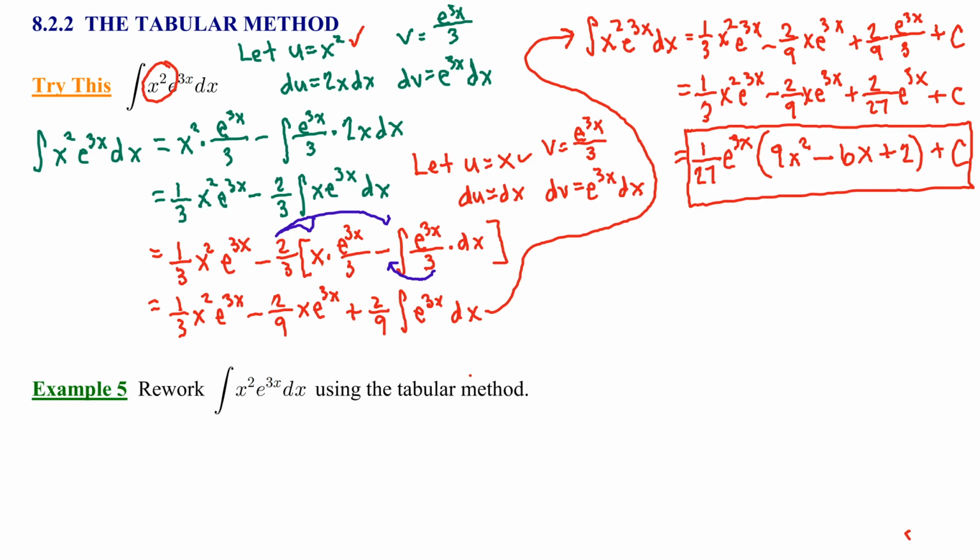But consider, what if instead of an x squared power function, I had x to the 5th or x to the 10th? That would take multiple rounds of integration by parts. So the purpose of this video is to teach you something called the tabular method, which is a shortcut to what we just did. Now, if I'd showed you the shortcut first, you wouldn't appreciate it unless you had been through the tedium of working that example. So we're going to rework this same example using a shortcut called the tabular method.